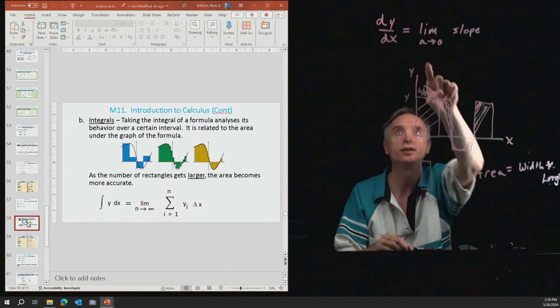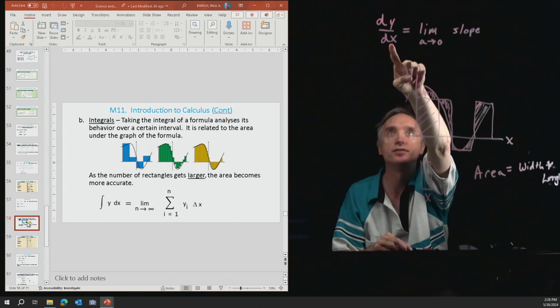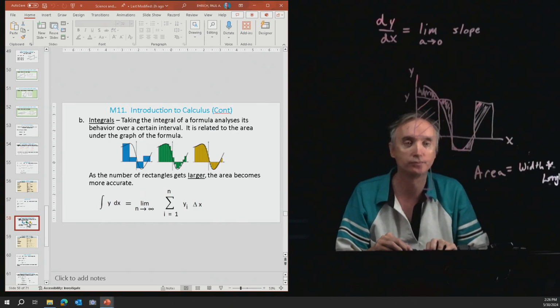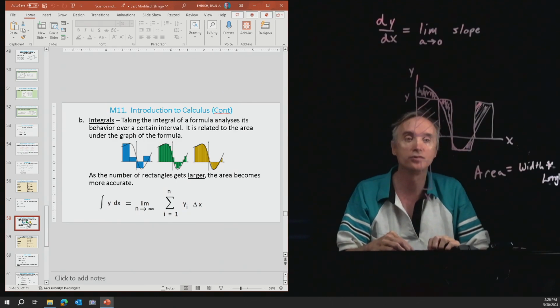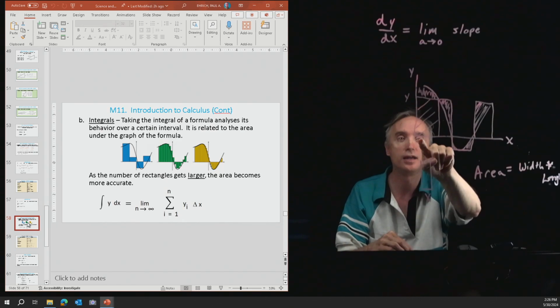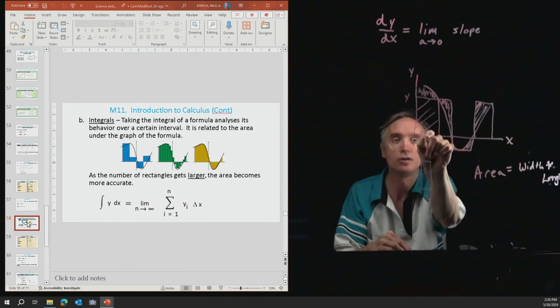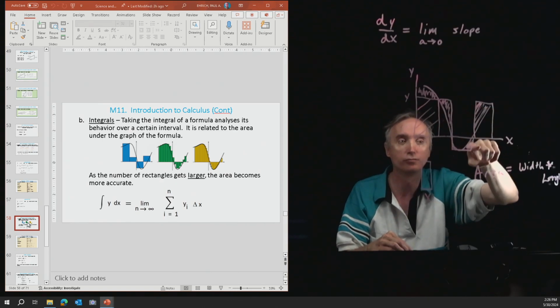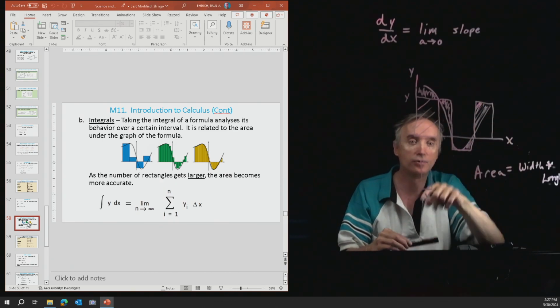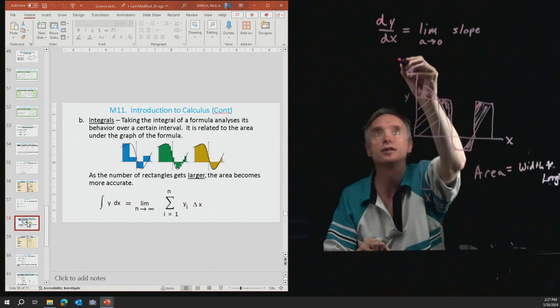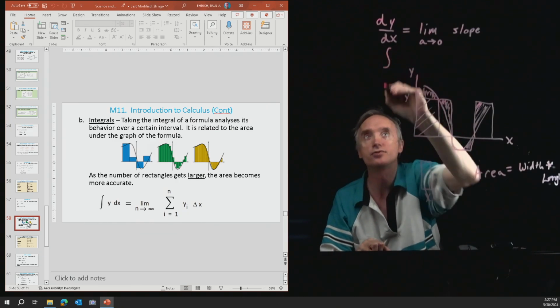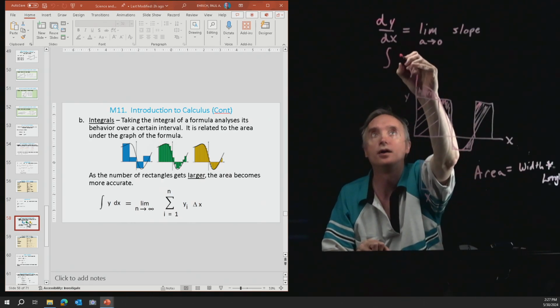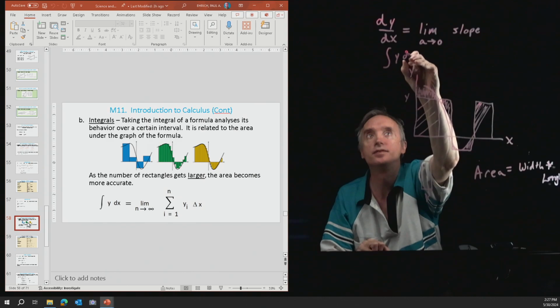When we did it up here, we had to have the delta x go to 0 in order to find the best slope. We're going to do the same thing. In the limit, as this distance here gets smaller and smaller, it's going to go to 0, and you're going to have an infinite number of rectangles. And so the integral, this is going to be our symbol for integration, is the integral of y dx.